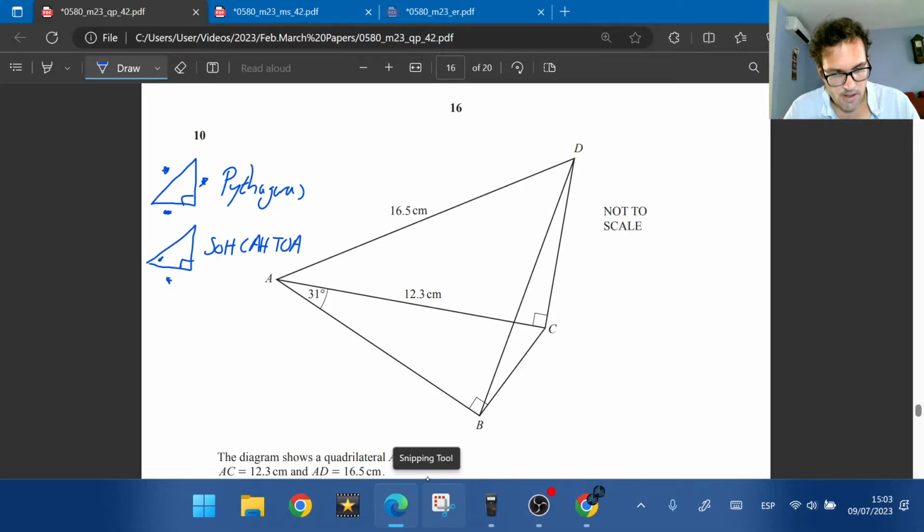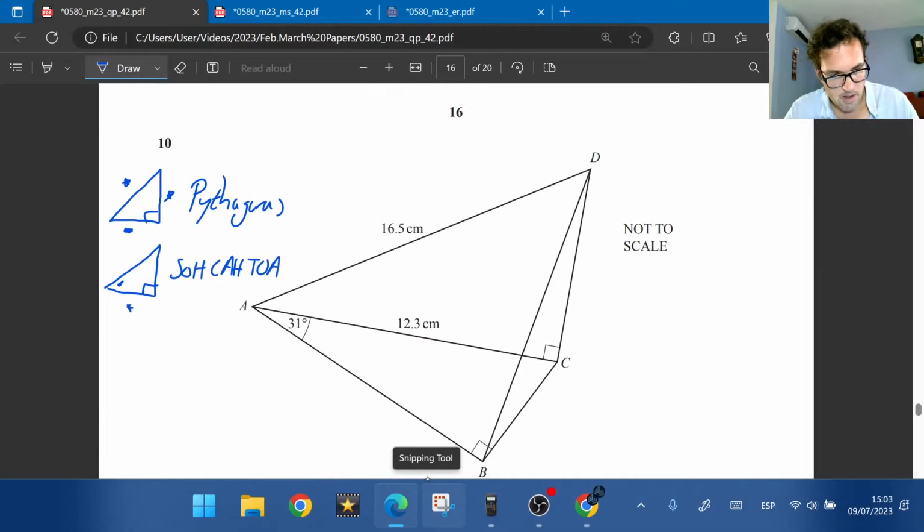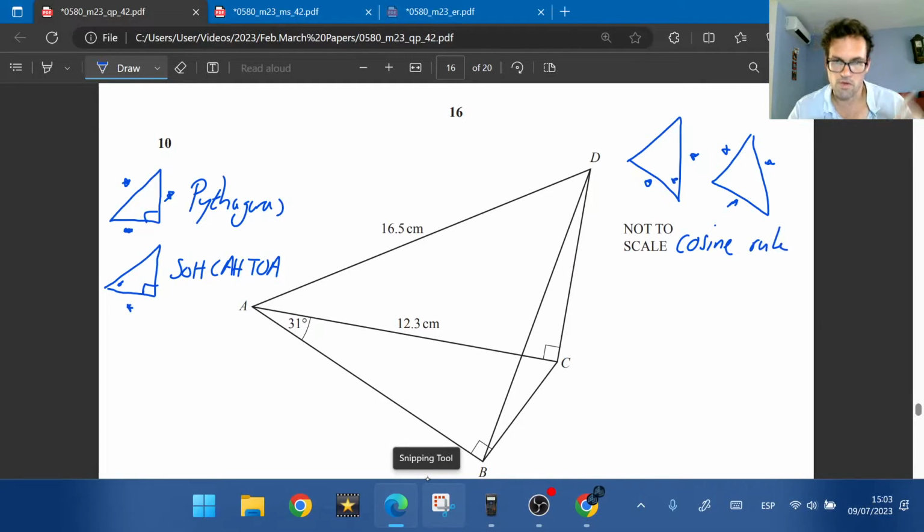If we've got a triangle that's not a right angle triangle, and we've got 2 sides and an angle in between, which we have or want to know, or we've got all the sides and want to know an angle, that's when you use the cosine rule, which we'll write down later.